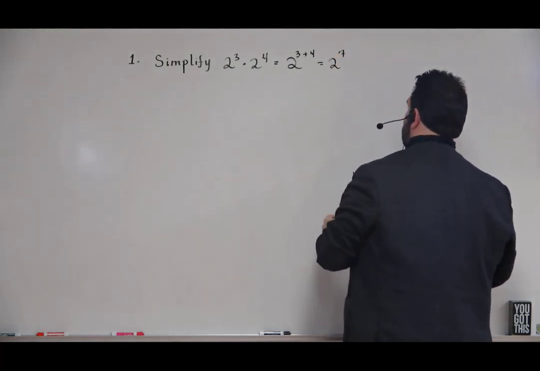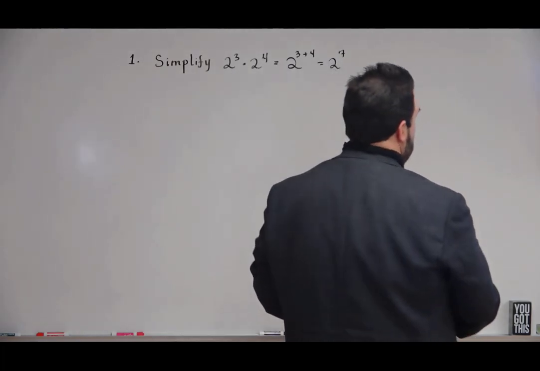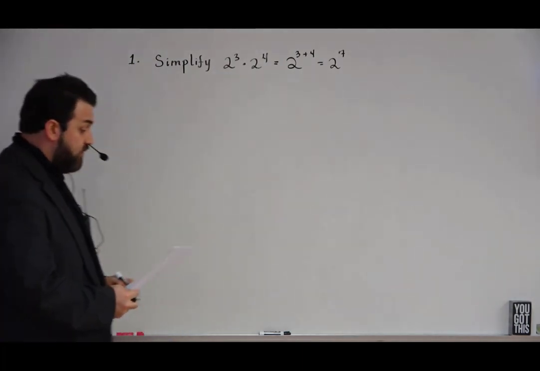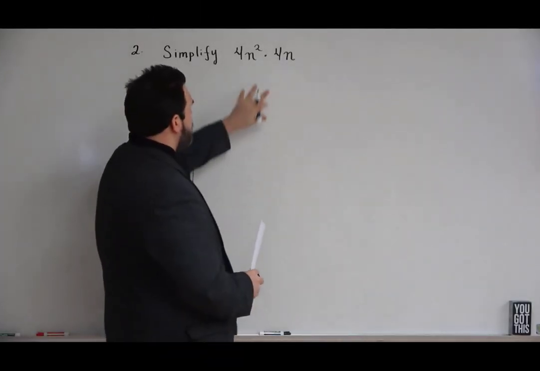That was easy. Please do not multiply 2 times 2. The most common incorrect answer was 4 to the power of 7.